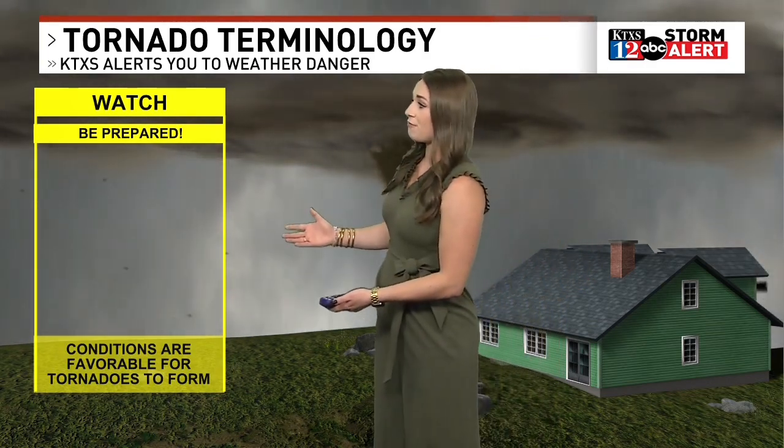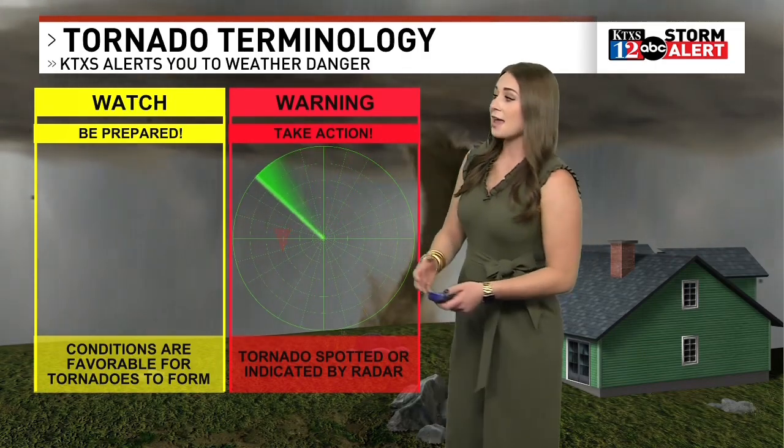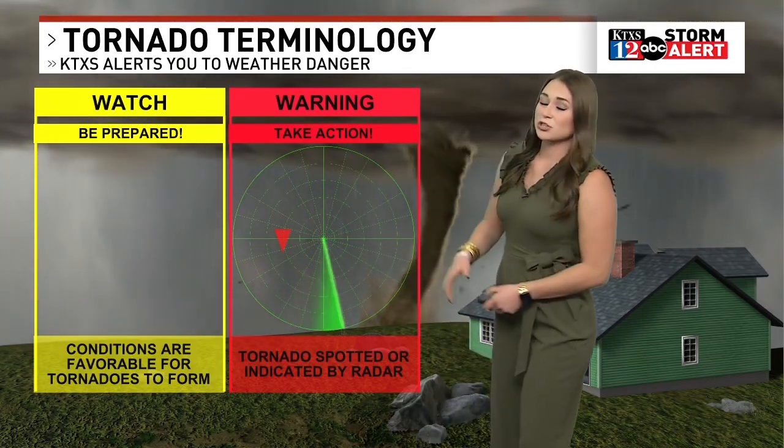Now that we have our classifications, here's some more terminology that you need to know when experiencing tornadoes. Now, if a thunderstorm is in your area and you're put under a tornado watch, this means that conditions are favorable for tornadoes to form. You should be getting prepared for what you need to do and where your safe space is and away from windows. Next is a tornado warning.